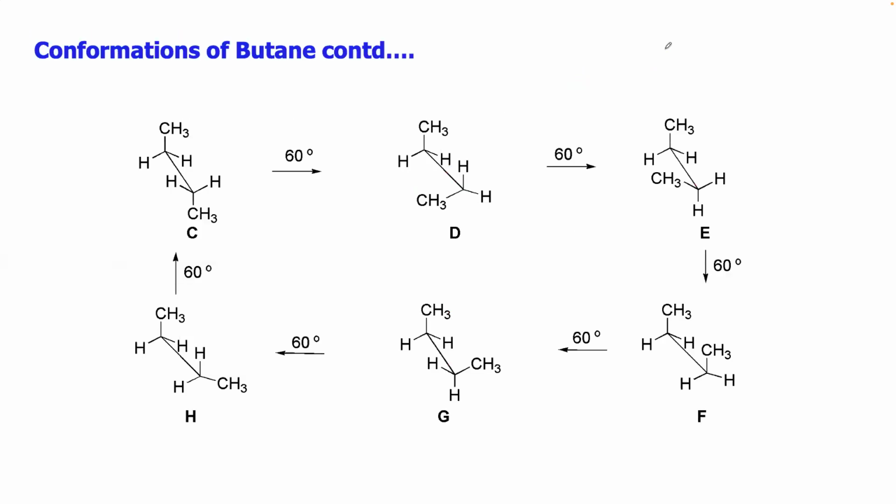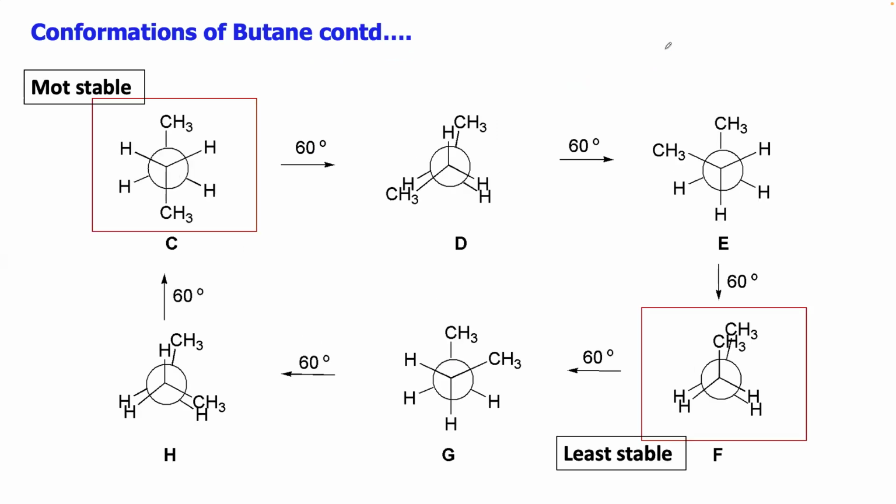Right. So first you can draw the sawhorse models. And this is right from the book. So in your notes, you can practice this drawing. But this is what we need: Newman projections.